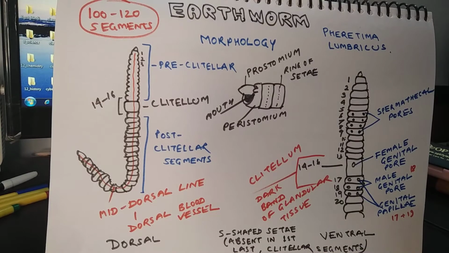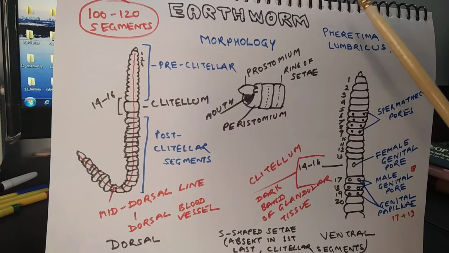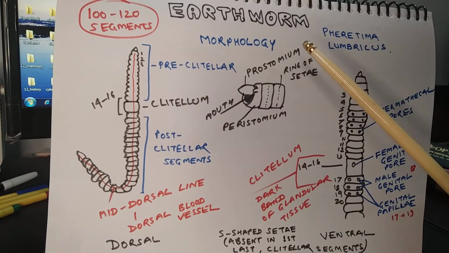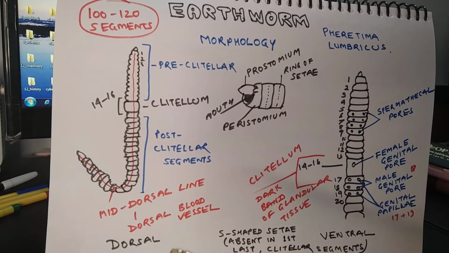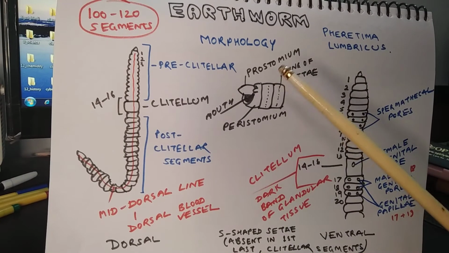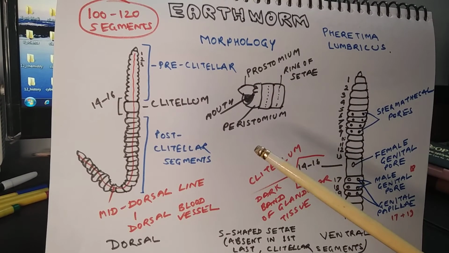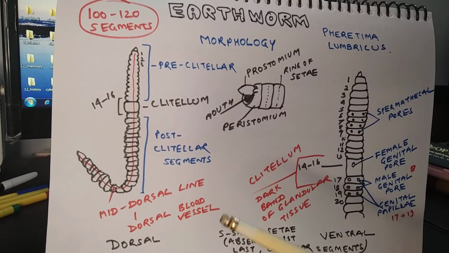In this lesson, you will learn about morphology and anatomy of earthworm. This lesson has been taken from class 11th biology. Morphology means external structures and anatomy means internal structure.